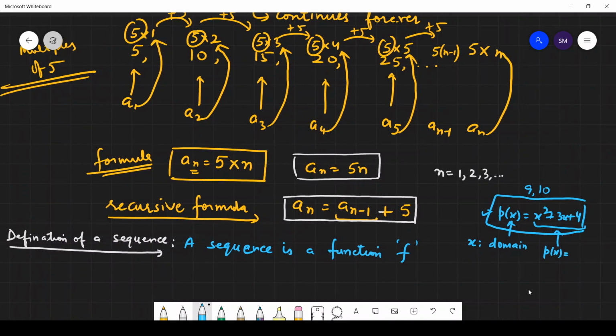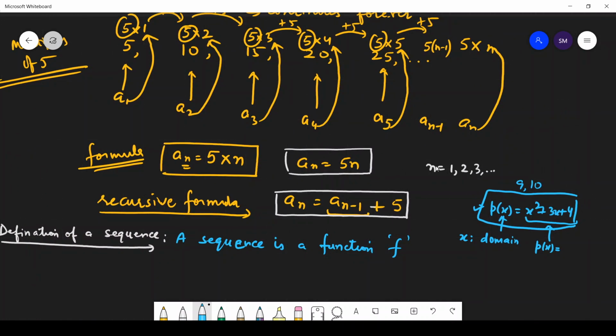Okay, these are new terms for you: function, domain, range. Is this okay, students? So you have three new terms. One is function, second is domain. Domain is all the possible values of x for which this p of x, this function, is defined. And range is all the possible values of p of x that we get after putting these values of the domain. So simple thing, x is domain and p of x is range.